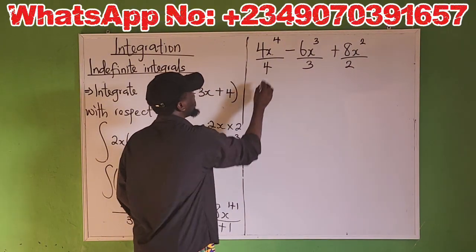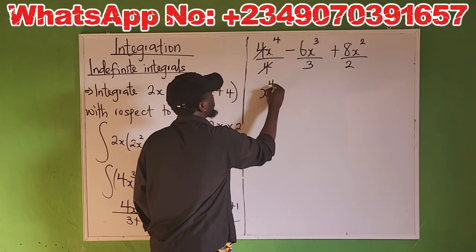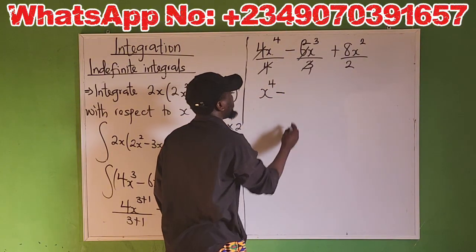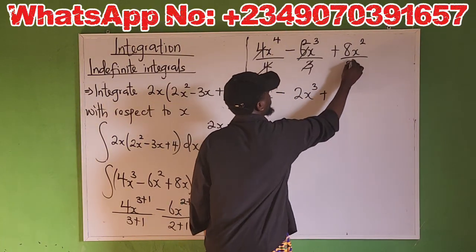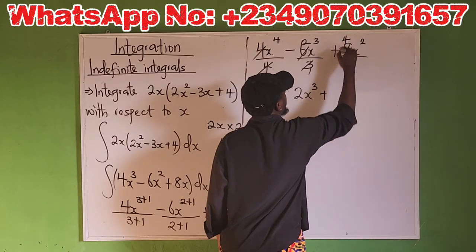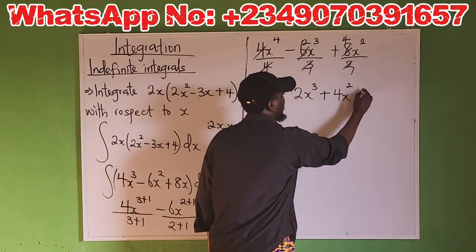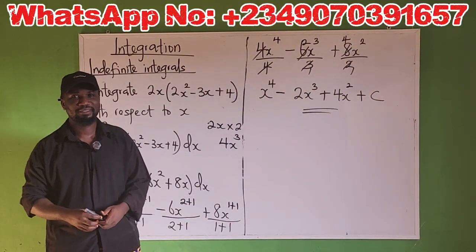So what's the next thing? 4, we cancel 4. So we are left with x raised to power 4 minus 3, which is 2, so we have 2x cubed. Then plus 2, here 1 plus 1... 4x squared. Then add the constant. So this is the answer.